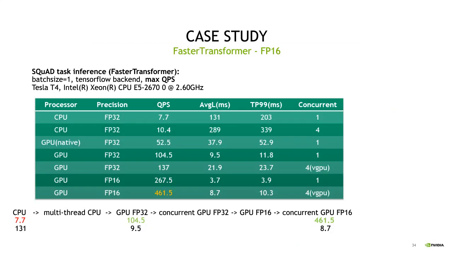Apart from the previously used methods, we have more to try, such as FP16, as it can be hugely improved on Tesla T4 with Tensor Core. Combined with the experimental feature used in previous slides, the QPS can reach 461.5.